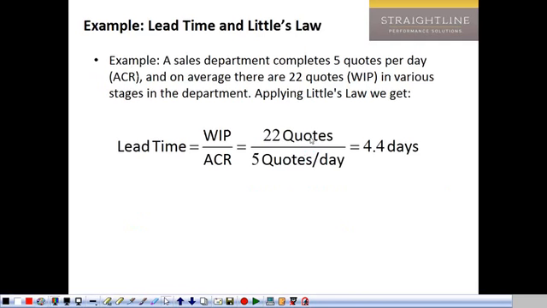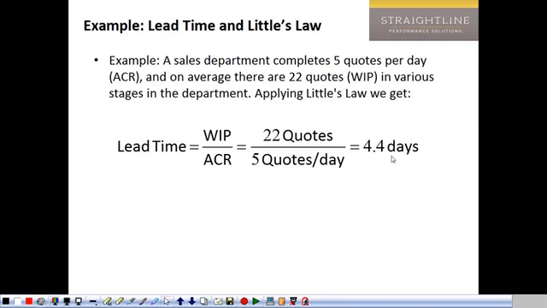Here's an example of lead time in Little's Law. We have a sales department that completes 5 quotes per day. That's the ACR, or the throughput. ACR stands for average completion rate, which is also throughput, which is also exit rate. A lot of words meaning the same thing. On average, there are 22 quotes in various stages in the department. If we apply Little's Law, we can actually solve for the amount of time that it's going to take, on average, for somebody to get a sales quote. That's pretty interesting.